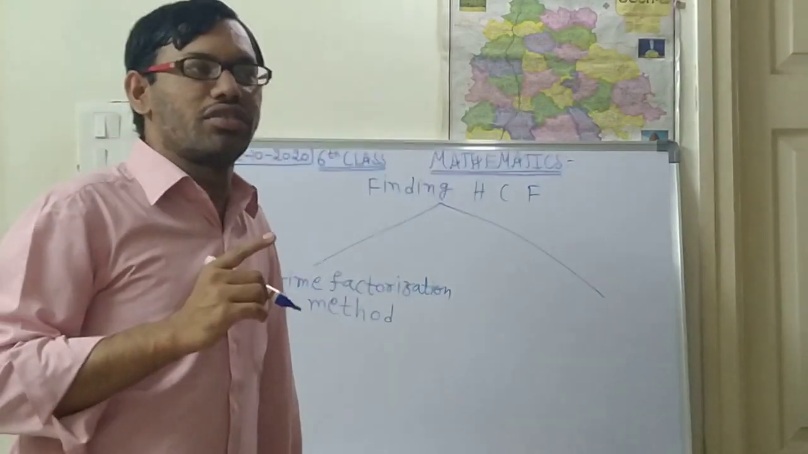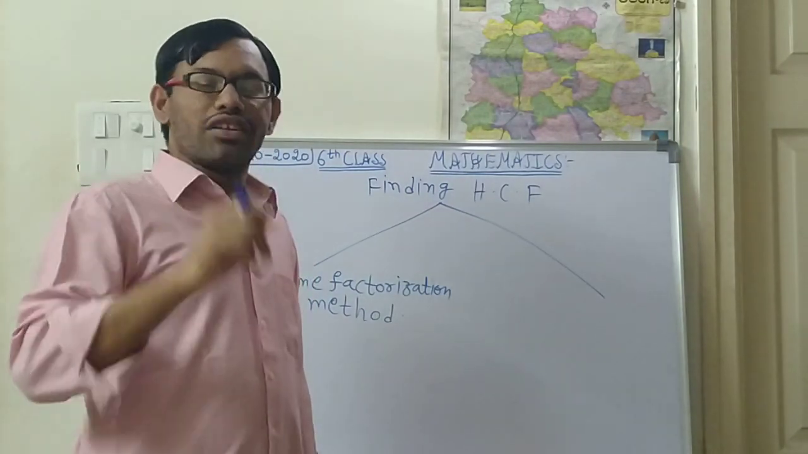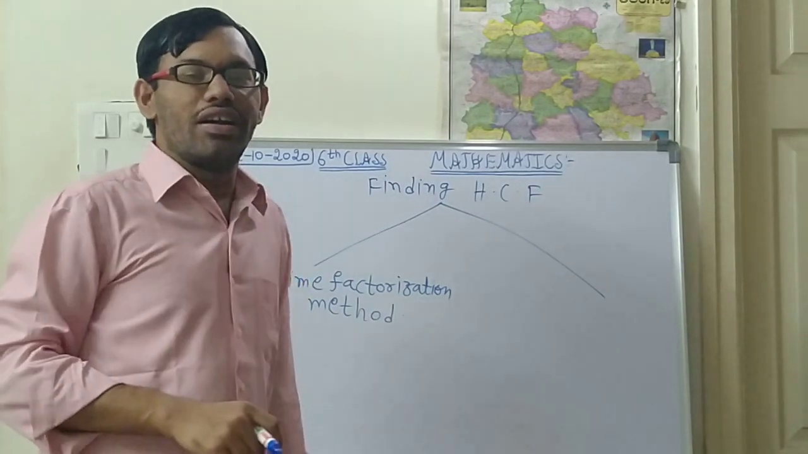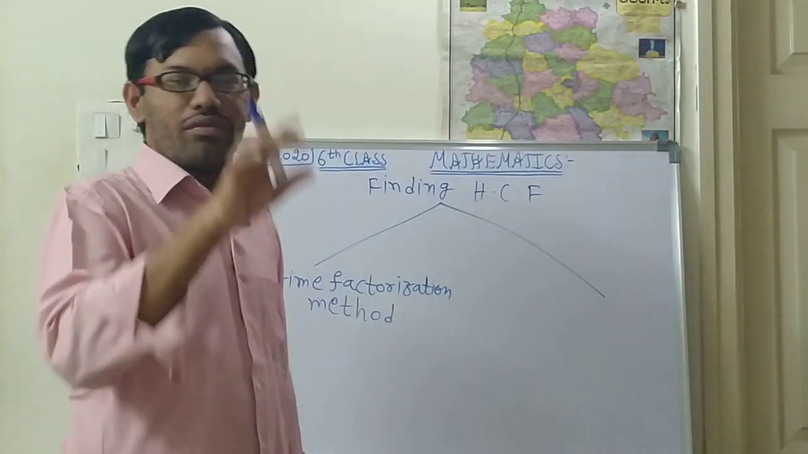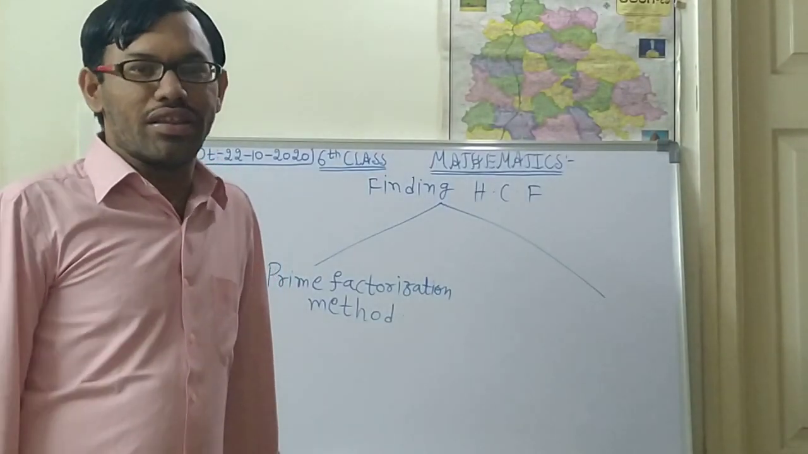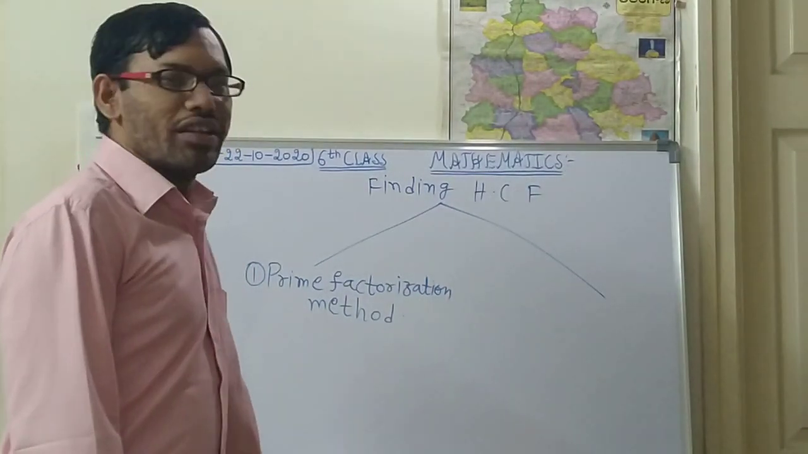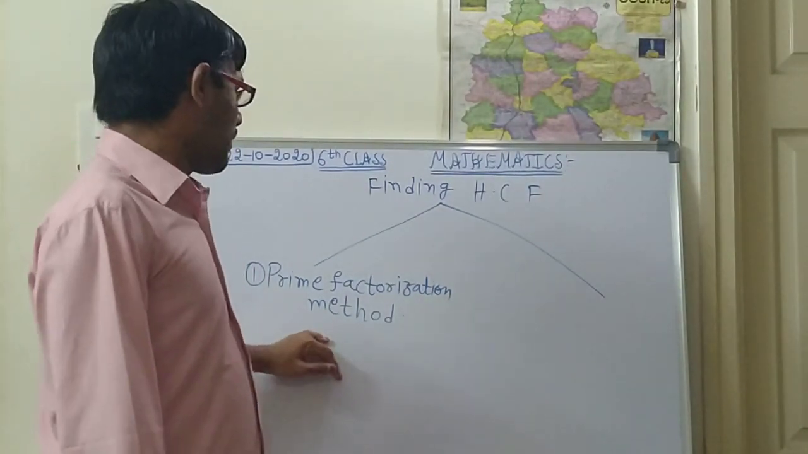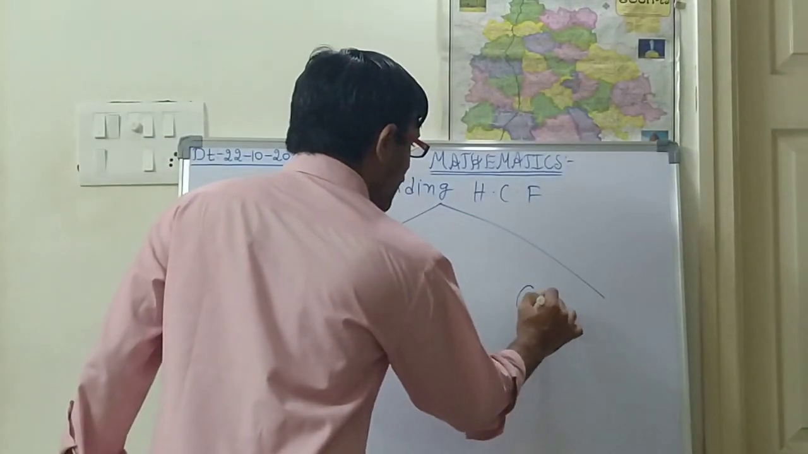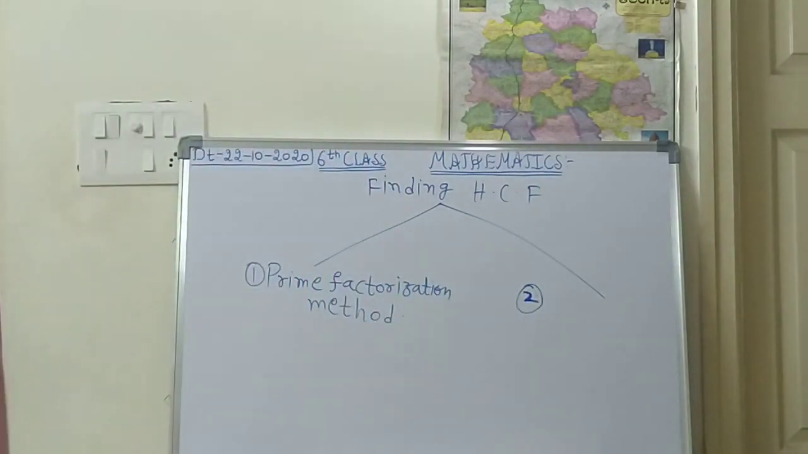Already you have seen how to do prime factorization, with two methods. What are the two methods? One is by finding the factors, and the second one is by doing the tree diagram method. So prime factorization method, and another method is there. What the other method is, we shall see.